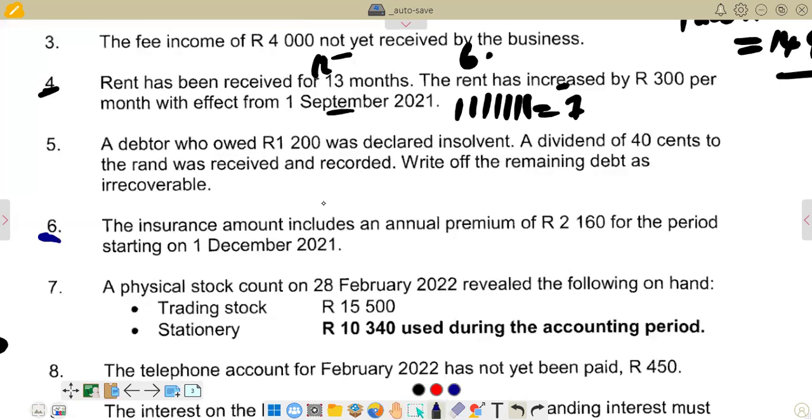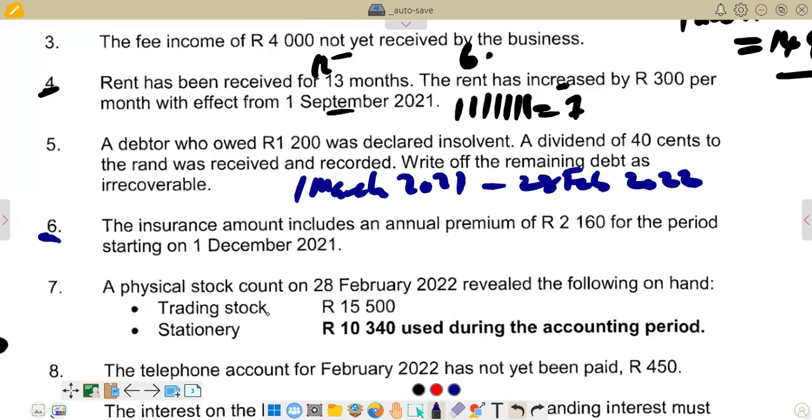So remember, our financial year is starting 1 March 2021 and it's ending on 28 February 2022. So this is our financial year. And this insurance was from 1 December 2021. So December was along the way of this financial period. So you need to calculate the months that are valid within this. The only months we are going to include for this insurance are the whole of December, and then January, and then February.